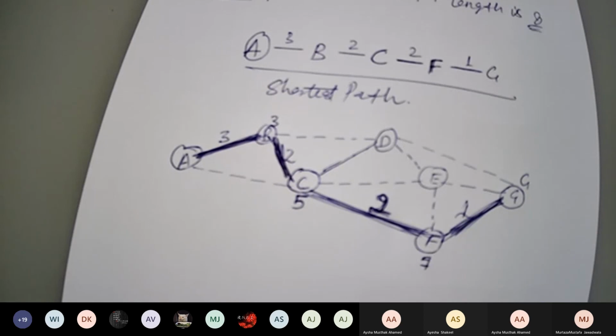Now I will be giving you one example which you have to solve and send the answer to me. Thank you.